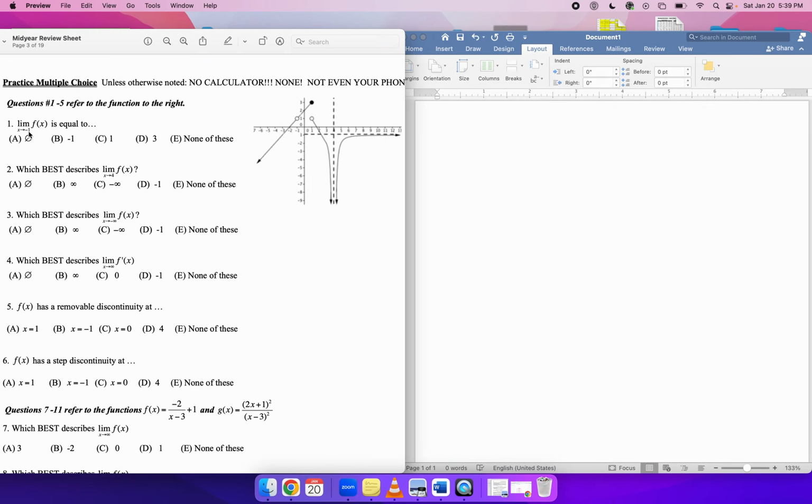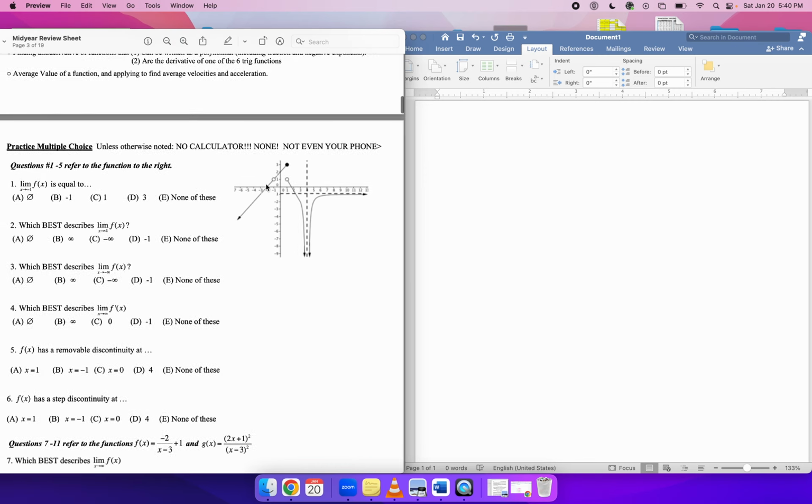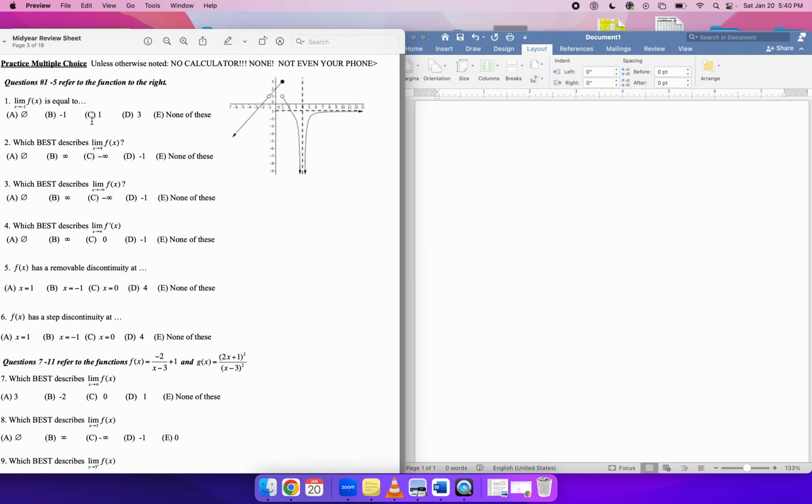Number one, limit as x approaches -1, f of x. That means we should be looking at what value the function is approaching as x approaches -1. Because this is a two-sided limit, like there's no plus or minus above the -1 here, that means we need to consider both what is happening from the left and the right. And I would say that as you approach -1 from the left and you approach -1 from the right, the value of the function is approaching 1. So the two-sided limit is equal to 1. So I'd say that's answer C.